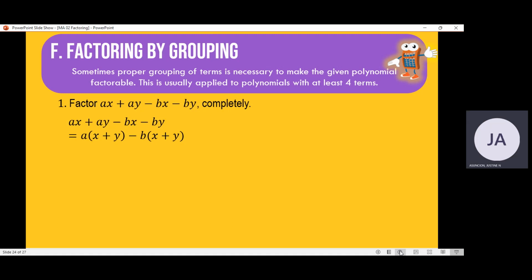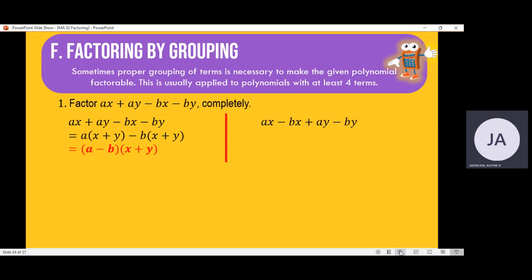Now look at this. Again, they have a common factor of x plus y. So we can regroup this and we'll have a minus b times the quantity x plus y. Therefore, the factor of ax plus ay minus bx minus by is the quantity a minus b times the quantity x plus y.